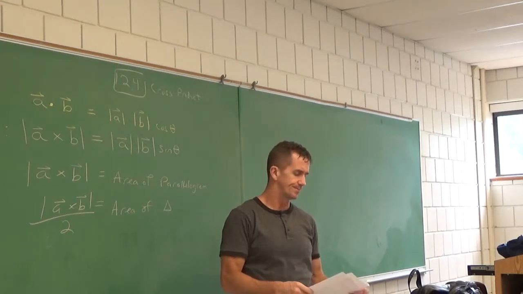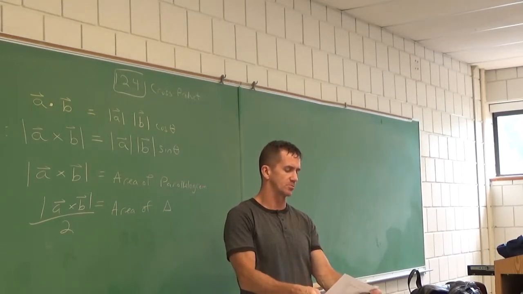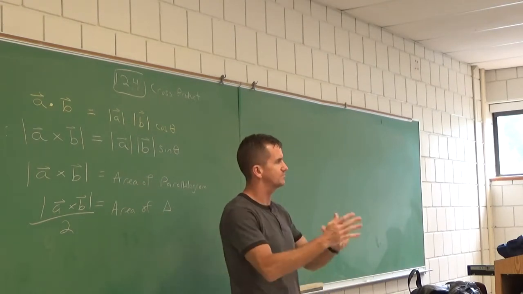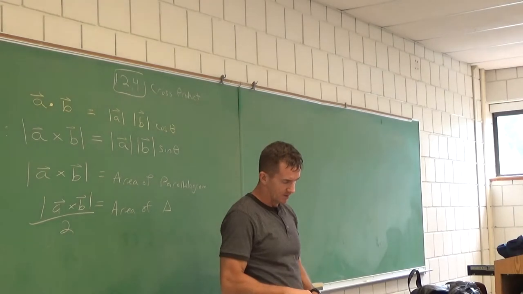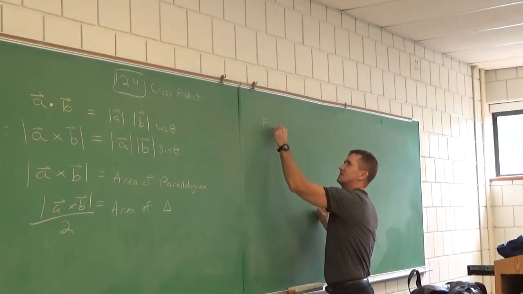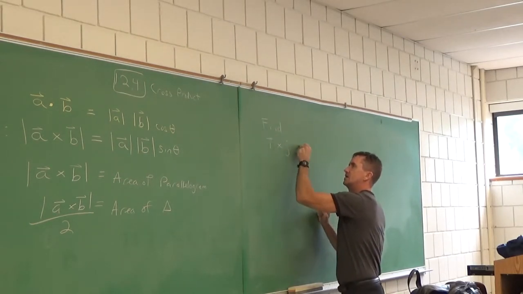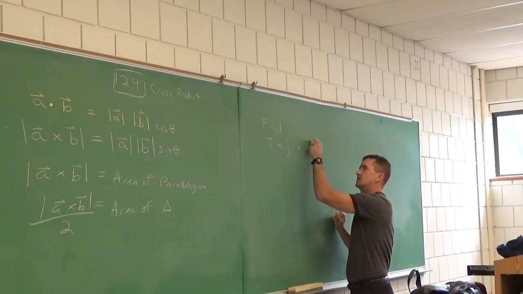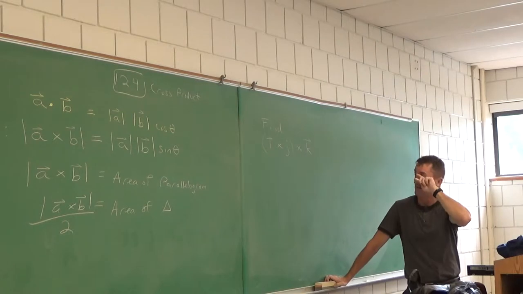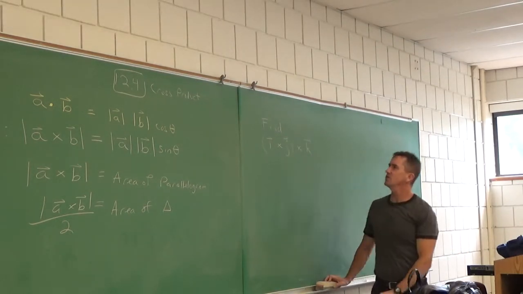So, I see one. This is the first one. These are problems taken from the textbook, problems in the problem set, just mixed up a little bit. I see one about cross products. Well, let's find this. Find i cross j cross k. And that looks confusing. We're going to find this answer.